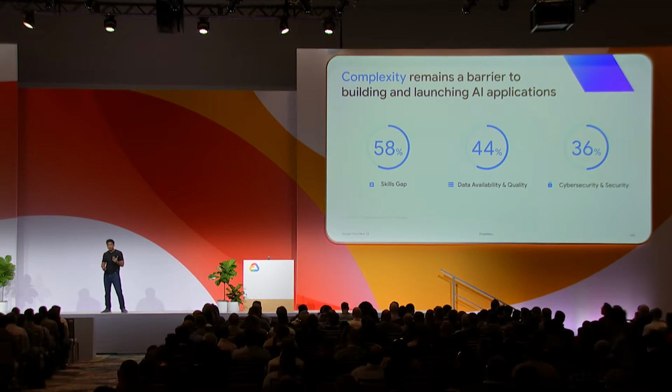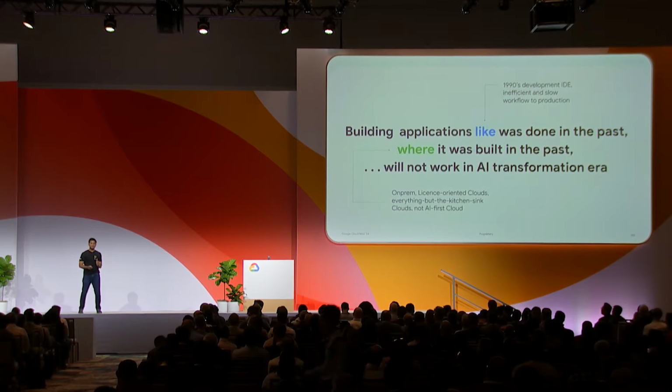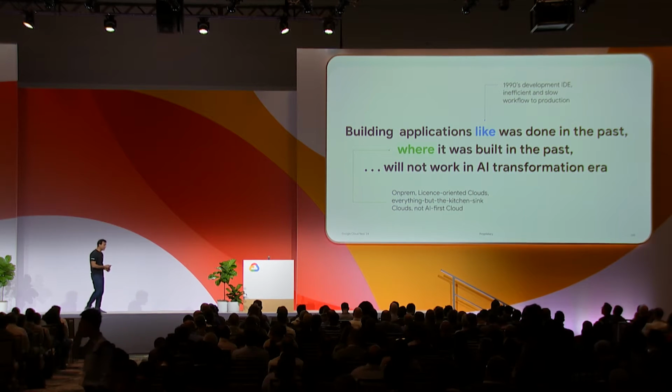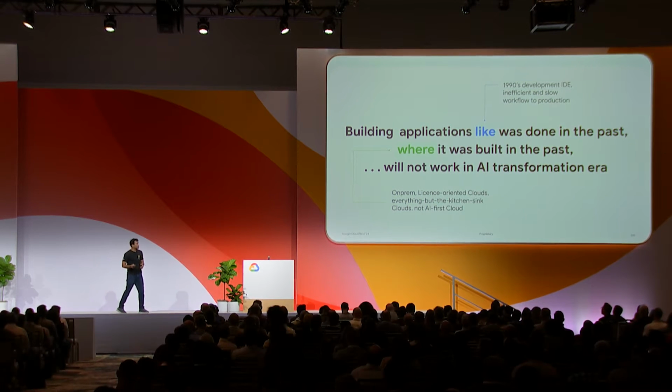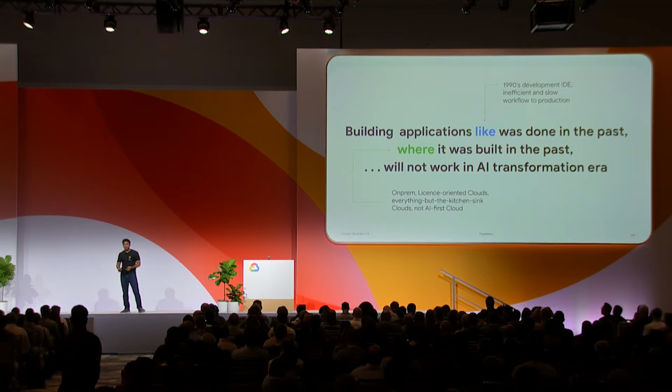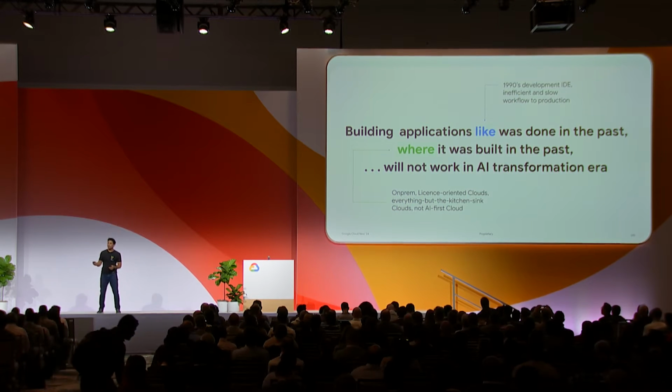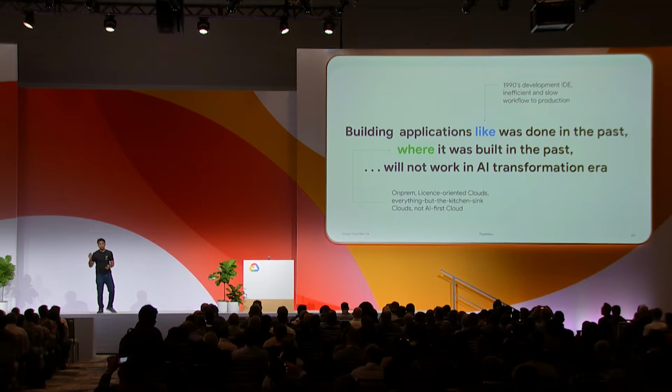So how do we go about this? One thing is very clear: building applications the way they were built in the past is not going to work in this AI transformation era. So what's going to work?